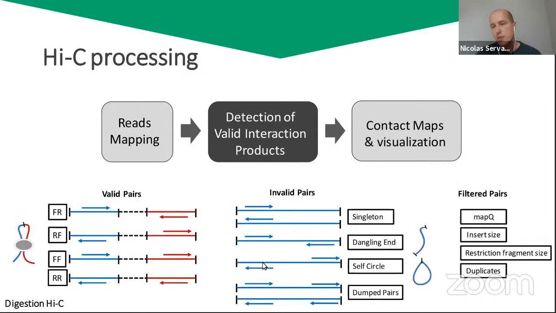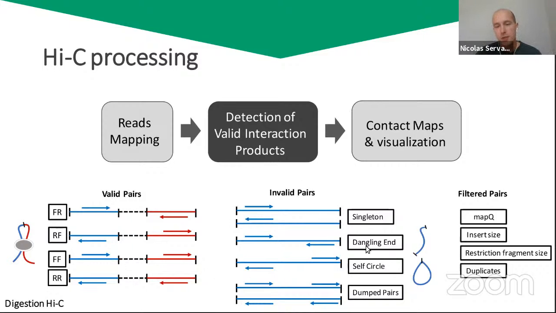Then once you have the reads aligned on the genome, there is a huge filtering step, where you want to keep only what we call valid pairs, which are the valid 3C products, so the valid ligation products that you have in your data. Here, this is an example based on a digestion HiC protocol, where you will check on which restriction fragment each read is aligned, and you will try to reconstruct the ligation product.